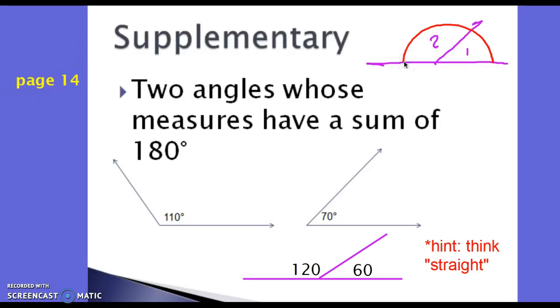I'm sure you've heard that term before whether you watch diving or skateboarding and people are doing tricks and they say they did a 180 or they did a 360. 180 is like a half of a rotation going around, and that's what a straight line is. So these two are supplementary. They add up to 180. And a way to remember that, supplementary starts with an S. Think straight for straight line. A straight line has two angles that add up to 180.